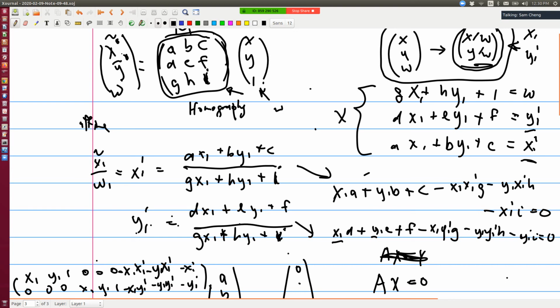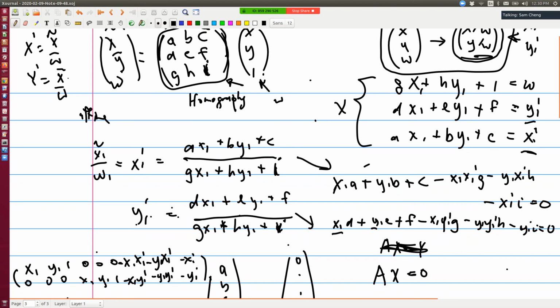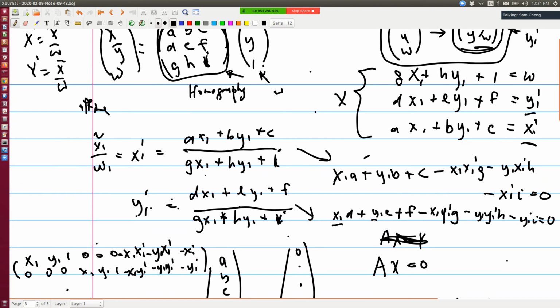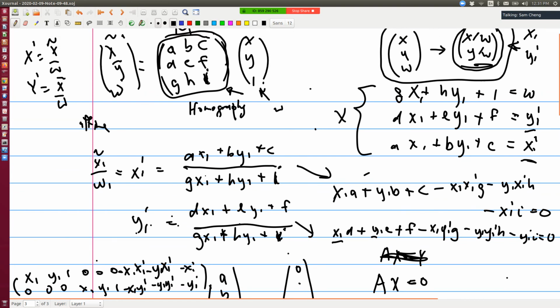Let me remove this one. So then I have x pi equal to x1, or x tilde over w, something like that. It's a bit confusing, my notation is not consistent. Similarly, I have this equation here. Now I need to solve for these coefficients a, b, c, d, e, f, g, h, i, right?